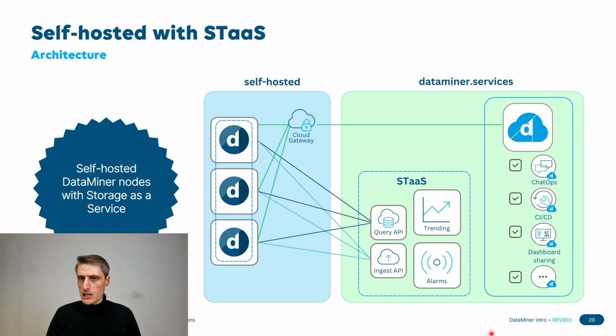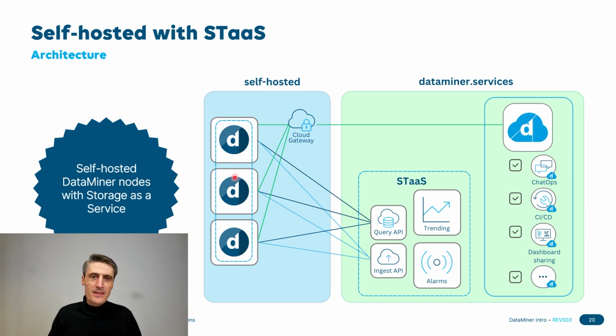With STaaS, or storage as a service, this means that you only move the compute nodes on-prem or self-hosted in your cloud provider, and you still leverage the STaaS solution or storage as a service solution from dataminer.services. This makes it a lot easier because you don't have to spin up your own database clusters, and this STaaS solution is leveraging the Cosmos DB and table storage from Microsoft Azure. So those are cloud native storage solutions that scale very easily, and that have high availability from the get-go. So that's a very important feature that you can leverage from your on-prem or self-hosted DataMiner compute nodes.